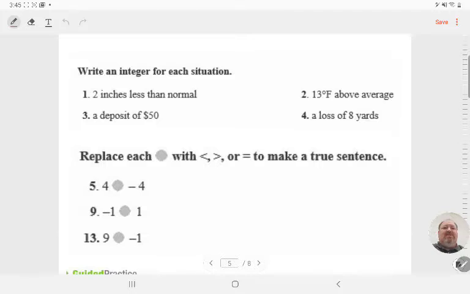So let's answer these. Write an integer for each situation. 2 inches less than normal. That would be -2. 13 degrees Fahrenheit above average. Above. So that would be plus 13 or just 13. Then we have a deposit of 50. Again, we're adding money to a bank account. So positive 50 or just 50.